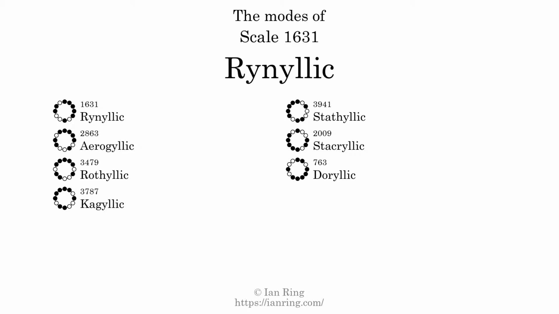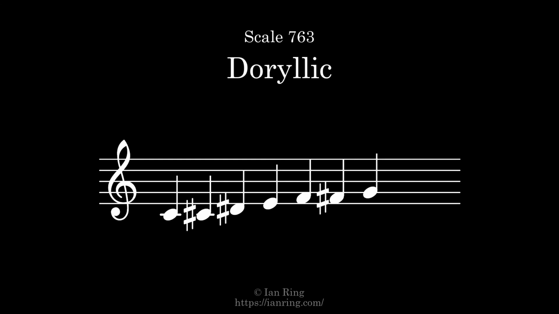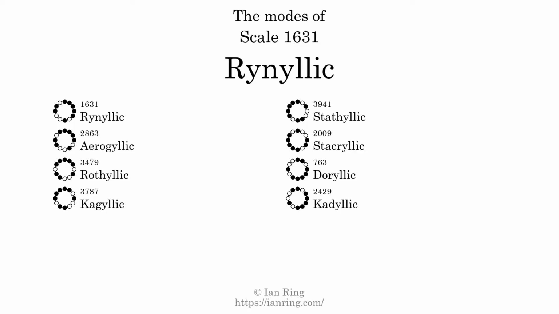The seventh mode is scale 763, also known as Rynyllic. It sounds like this. The eighth and last mode is scale 2429, also known as octatonic. It sounds like this.